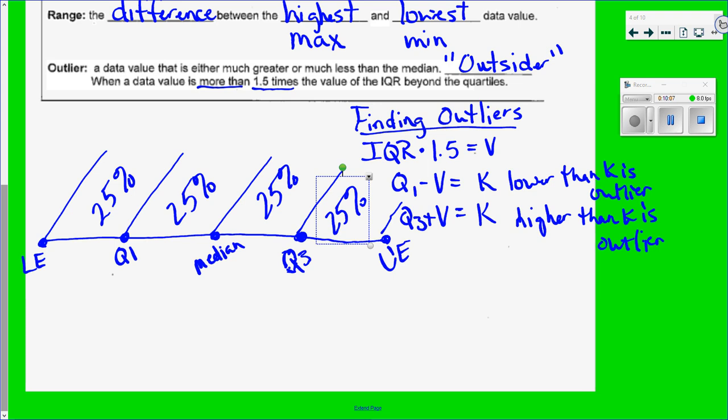Now, to put a visualization to a couple of these other terms that we just gave you, if I draw a little box here between the Q1 and Q3, looking at your definition, can you figure out what that is? Awesome, well done. That's my interquartile range. It covers that distance from Q1 to Q3. So how much of my data is located in the interquartile range?